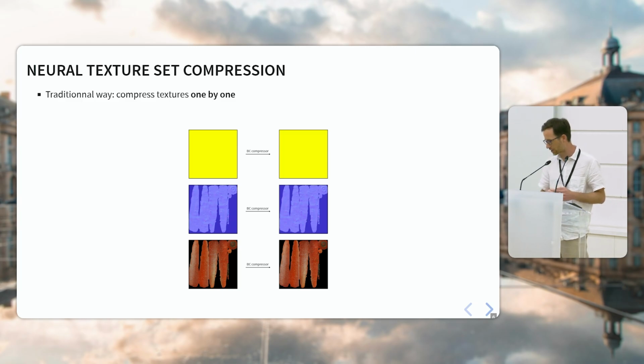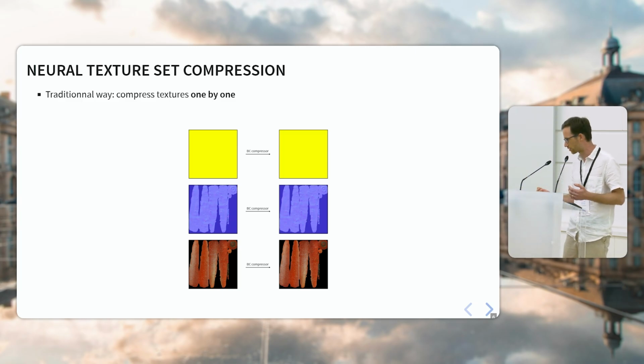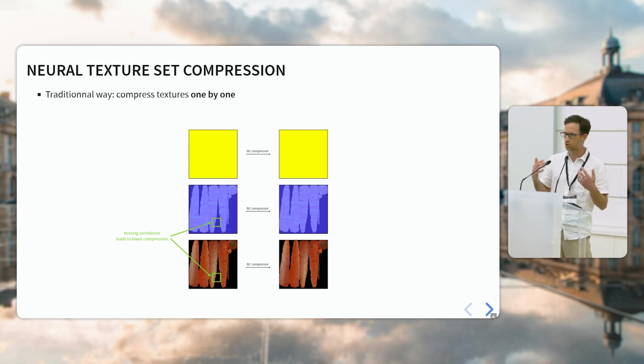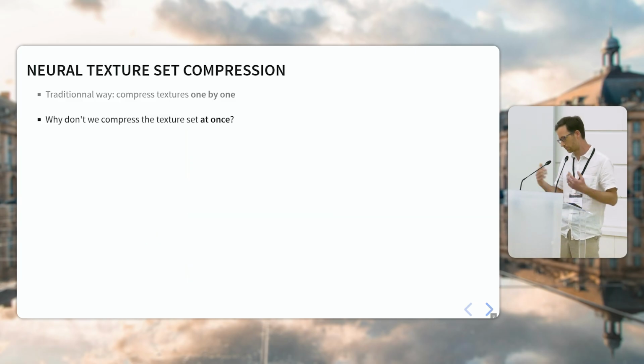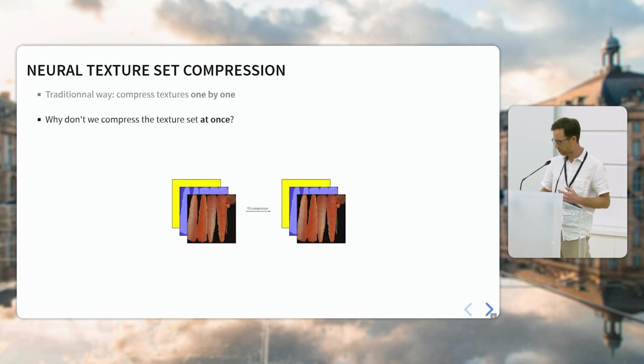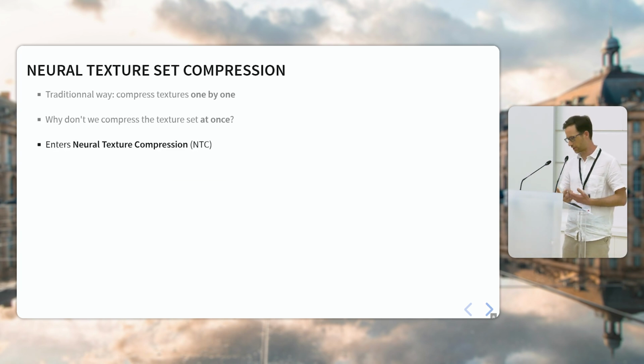For example, we compress the normal map with a BC method, which is compatible with the hardware acceleration of the texture unit, and the albedo as well. And doing so, we are missing something, which is the correlation between some of the layers. That means some of the parameters are highly correlated, and maybe we can use that to compress even better. So the question is, why don't we compress the whole texture set at once into one single representation like this? And this is where neural texture compression enters.